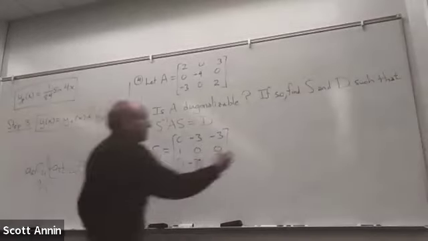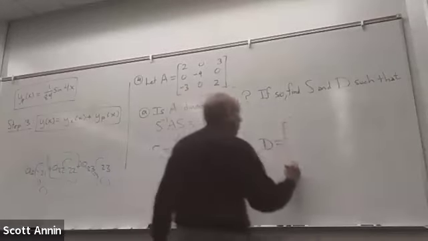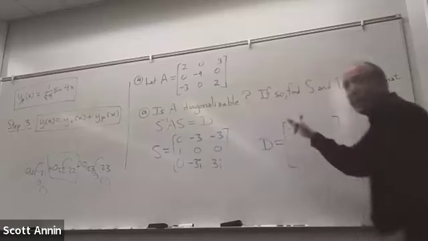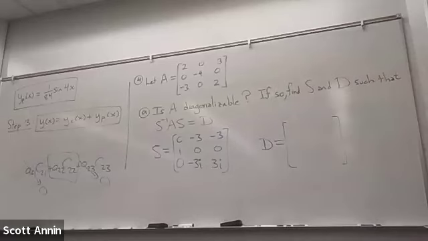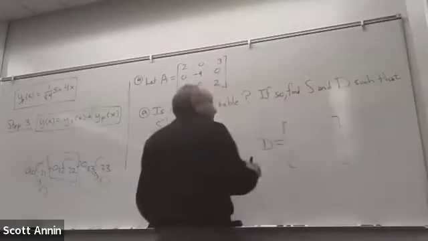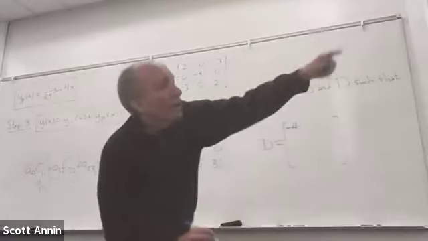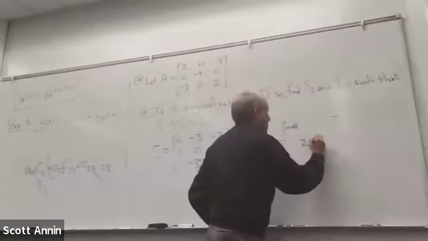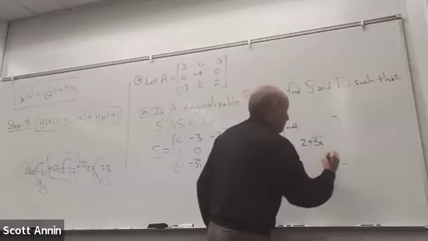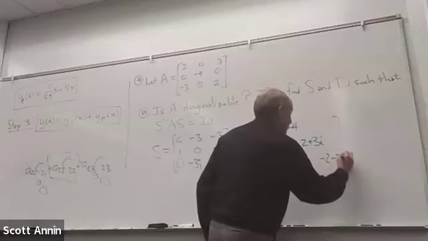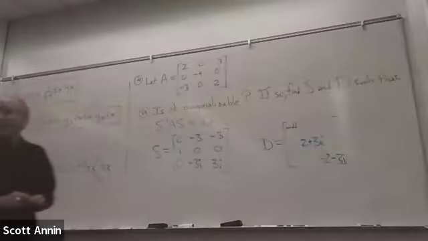And the only thing we have to be careful with for D now is that we put the eigenvalues along the diagonal in the same order that lines up with the eigenvectors. So the first column corresponded to negative 4. The second column corresponded to 2 plus 3i. And the third column corresponded to 2 minus 3i. And that was it. That's it.